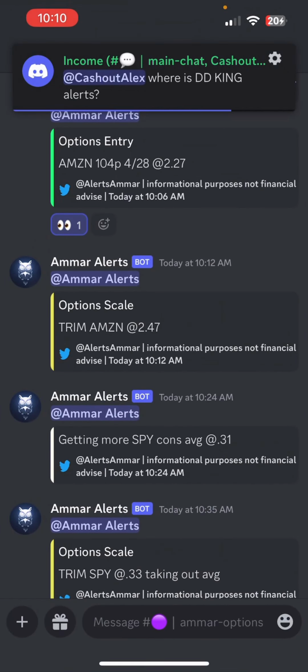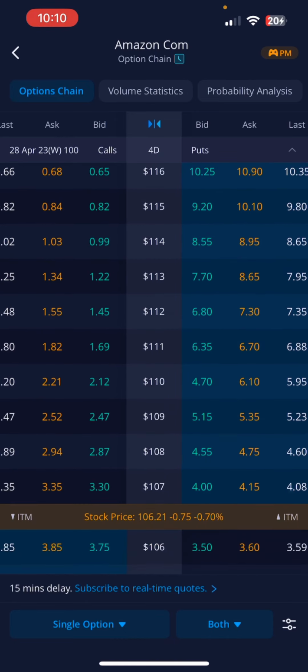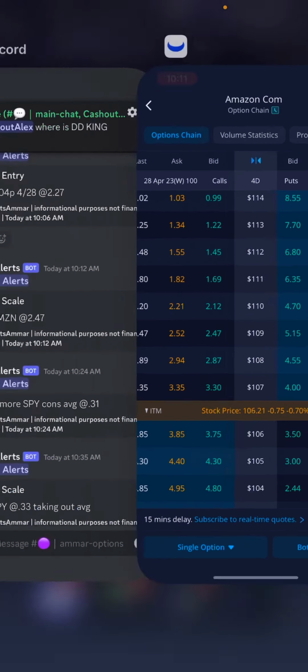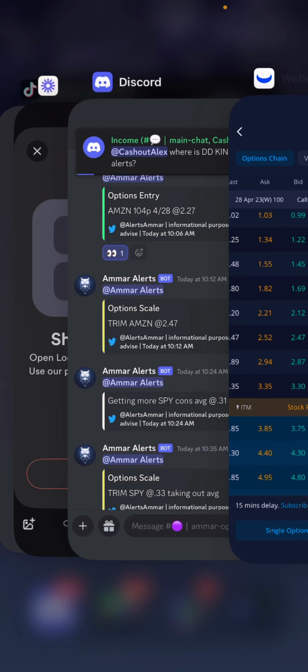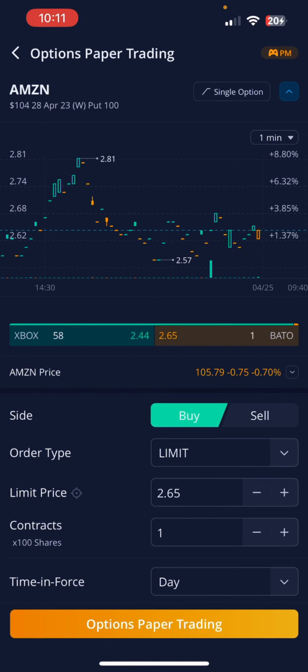And the next thing we would want to look at is 104P, so you would scroll down to 104. You can see on the left side it says calls, and on the right side it says puts. This may be inverted for you, so just make sure which side is which. So he said 104. I would go to 104, and on the right side, I would click puts. I would click the green.